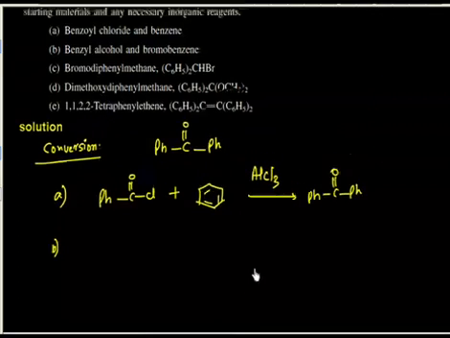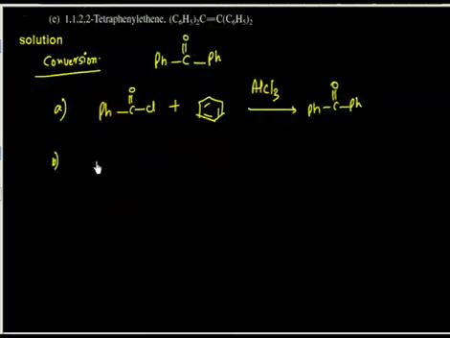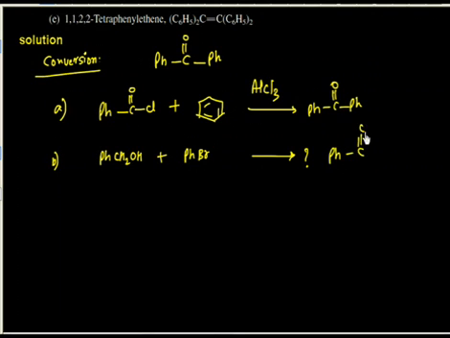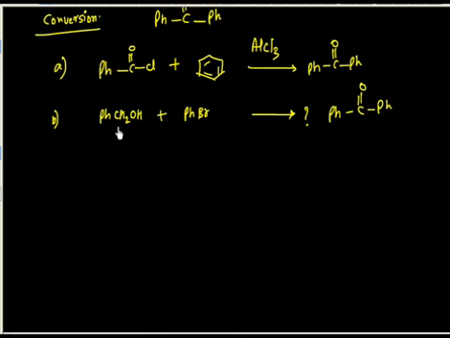Now let us discuss B part. This says benzyl alcohol and bromobenzene. So I have benzyl alcohol, that is PhCH2OH, plus bromobenzene, PhBr. Now what can you do? You can make Grignard reagent of this. How will you use these ideas to prepare PhCOPh? Now prepare Grignard reagent of this and do aldehyde of this. So let us do oxidation.